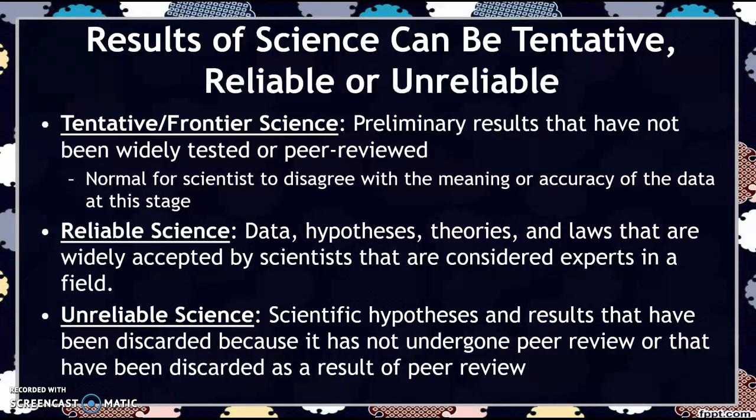Reliable science is data, hypotheses, theories, and laws that are widely accepted by scientists, who are considered experts in their field. And unreliable science is scientific hypotheses and results that have been discarded because they haven't undergone peer review, or after peer review, the results were deemed untrue, or the actual procedure of the experiment was not controlled, or there was some issue with it.